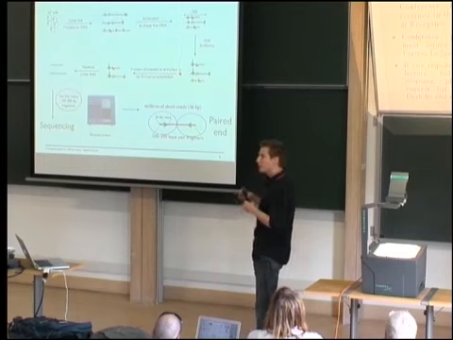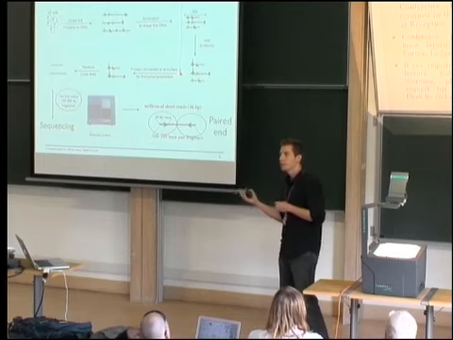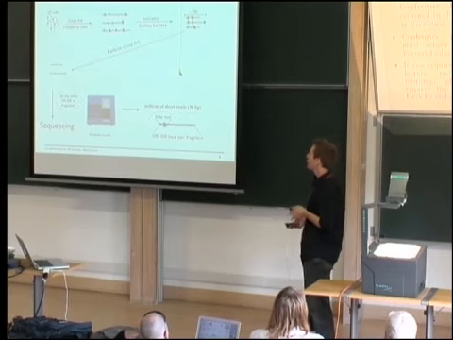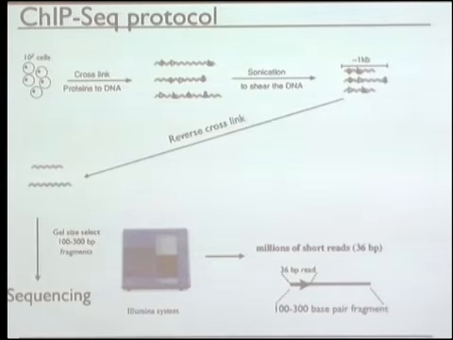As we've seen before, typically people will do a control, so they'll repeat the exact same experiment, but what they will do is, for example, skip the immunoprecipitation step and just sequence the whole input DNA.